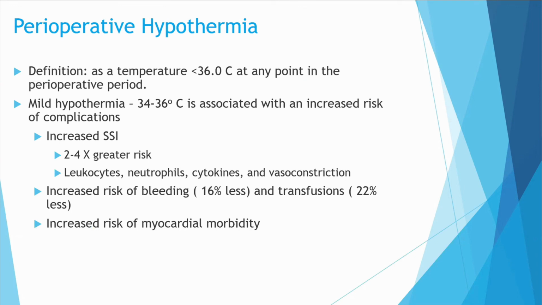Preventing hypothermia is also important. We're talking about mild hypothermia in the range of 34 to 36 degrees. Very clear, strong evidence suggests that as your temperature drops, your risk of surgical site infection increases because your leukocytes and neutrophils don't work as well. You get vasoconstriction and an increased risk of bleeding, which results in a higher rate of transfusion. And in patients with underlying cardiovascular disease, there's an increased risk of cardiac morbidity because of hypertension, shivering, and increased oxygen consumption.